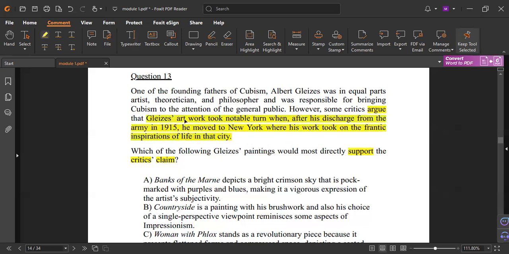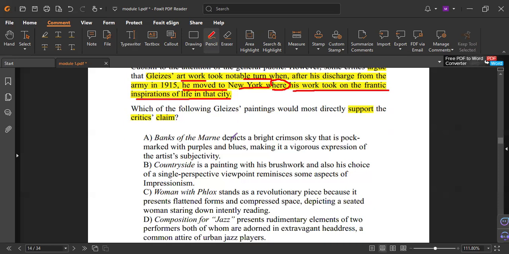Now summarize this sentence. And then Glaz's artwork took a notable turn. And turn means a change in writing, a change in content. When? When he moved to New York, where his work took on the frantic inspirations of life in that city. That means we need information to support this idea. Which one talks about inspirations of life in that city? Letter D.